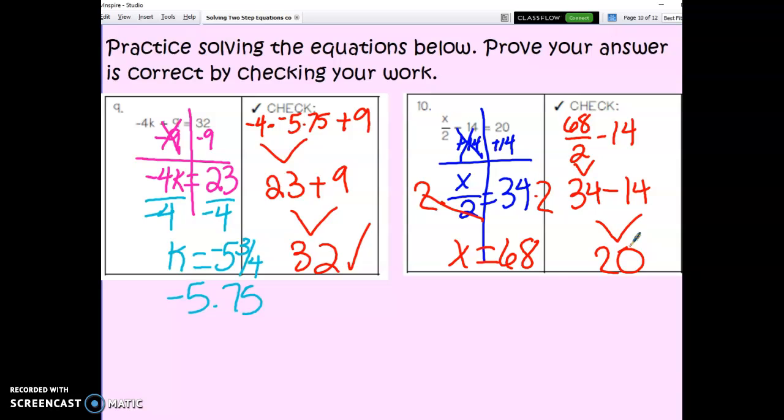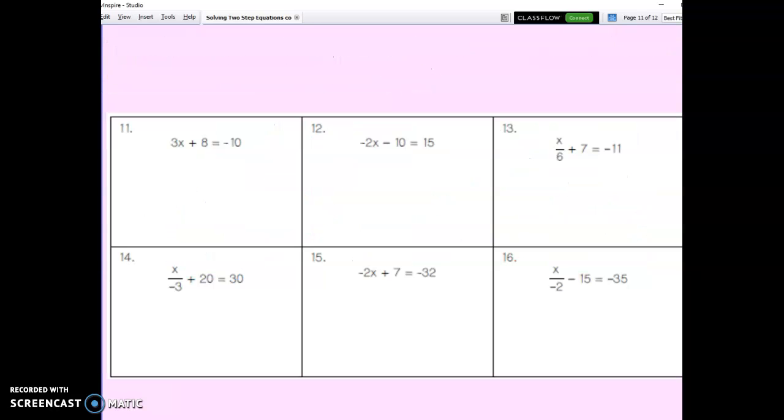Alright, let's go on and work through these. Okay, again, draw my line. Do the opposite, which is to subtract 8. This leaves me with 3x. This negative 10 minus 8 gives me negative 18. I'm going to divide both sides by 3. Leaves me x. Negative 18 divided by 3 is negative 6.